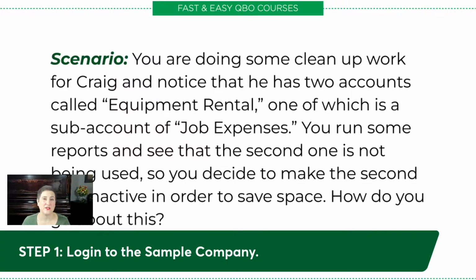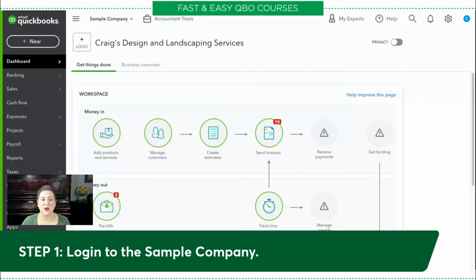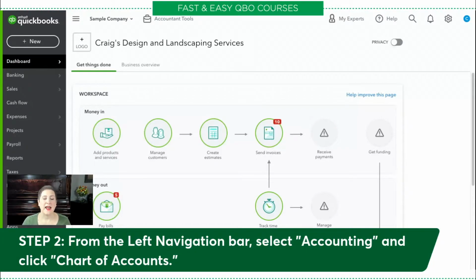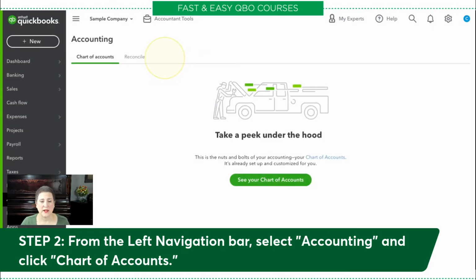All right, add my picture back on. So the first thing we're going to do is log into the sample company. So here I am logged into my sample company, and I now need to go to the chart of accounts. Now, there are lots of ways to get to the chart of accounts. I've shown you a couple of different ways. The instructions say to use the left navigation bar. That's usually how I do it. But you could also go right up here to your accountant tools and select chart of accounts. So that's a quick way to get there too.